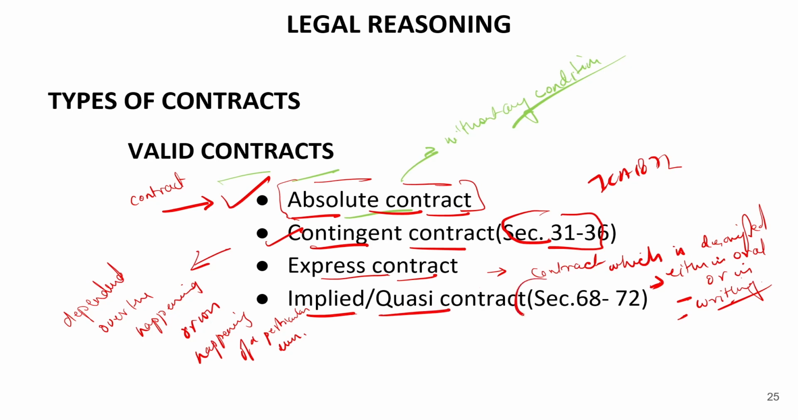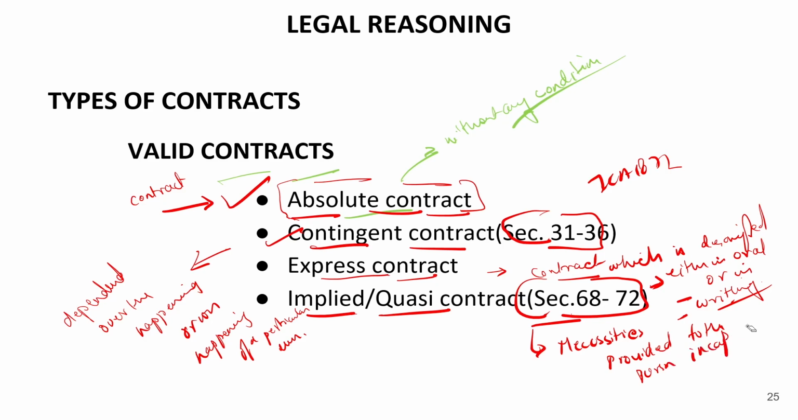It has been mentioned in sections 68 to 72 of the Indian Contract Act, which talks about necessities provided to a person incapable of entering into an agreement.